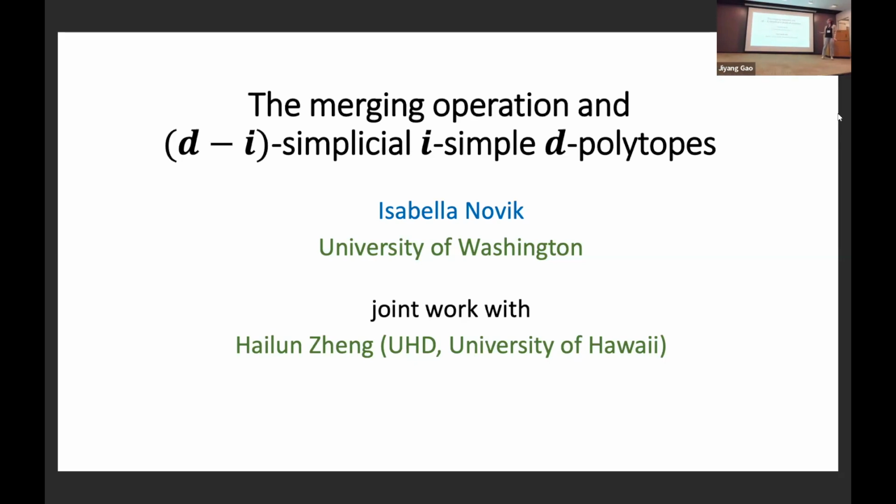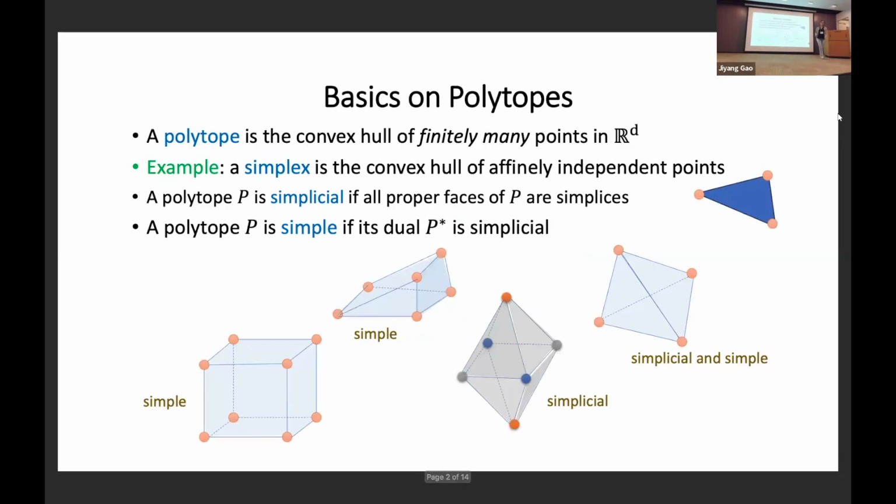But before that, let's start with some very basic facts about polytopes, just to make sure we're all on the same page. A polytope is the convex hull of finitely many points. And here you can see some examples in dimension 2 and 3.